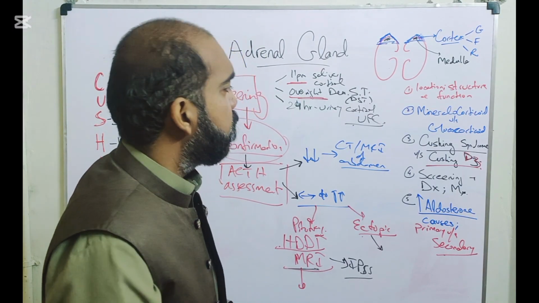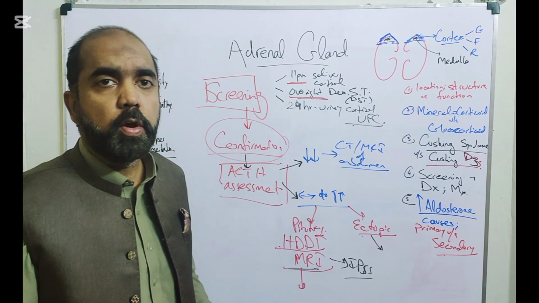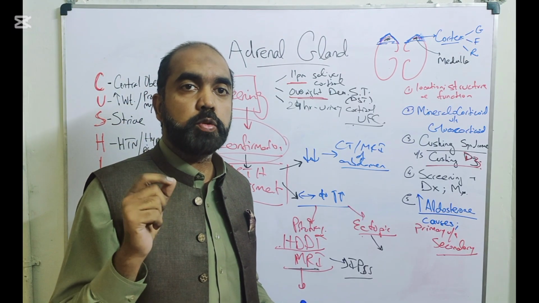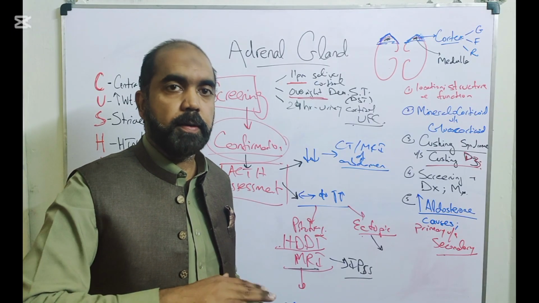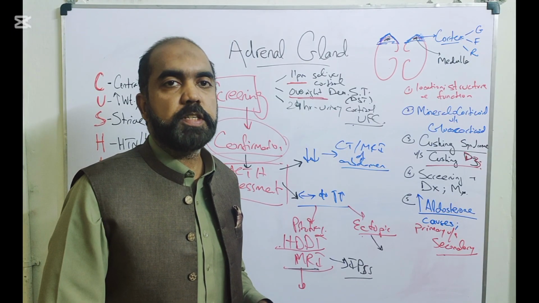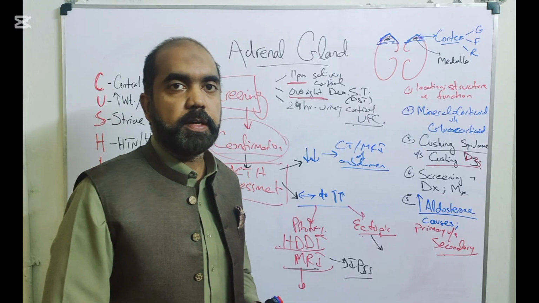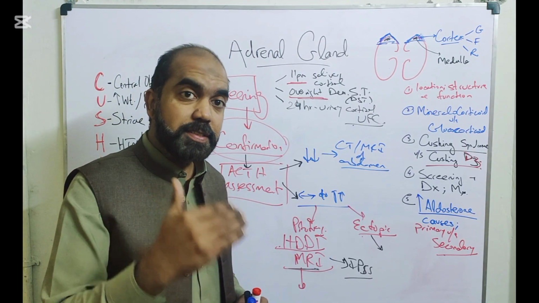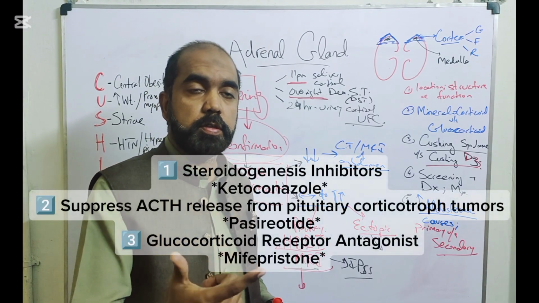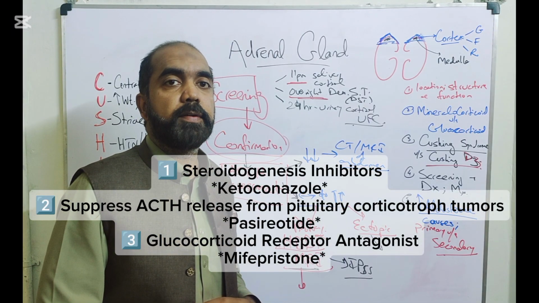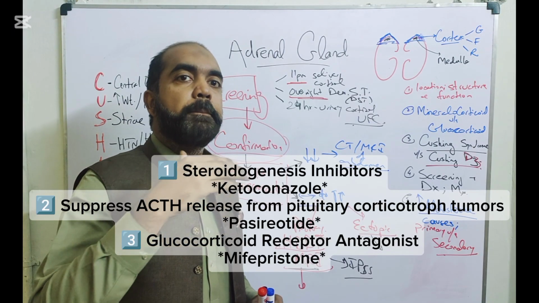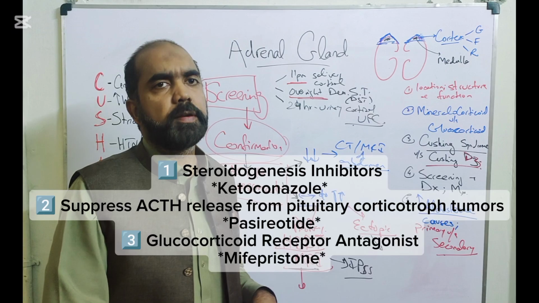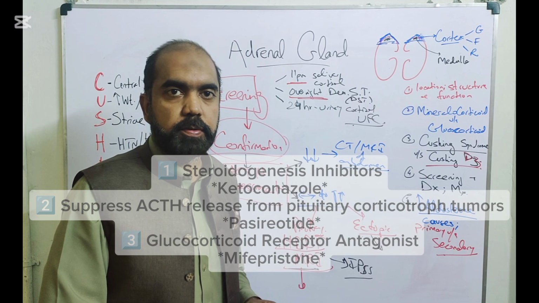So what is the treatment? The treatment is usually a surgical intervention, of course, but you may need medical intervention if the patient is not suitable for surgery, or as bridging therapy until the surgery can be done. You have different drugs that inhibit steroid synthesis, like ketoconazole, which is a first-line drug, or drugs that can block the cortisol receptor, like mifepristone, and there are also certain drugs which inhibit the ACTH secretion.